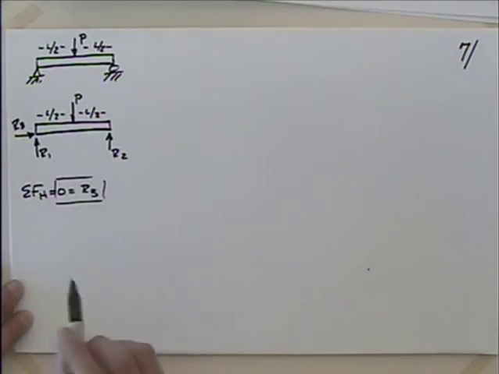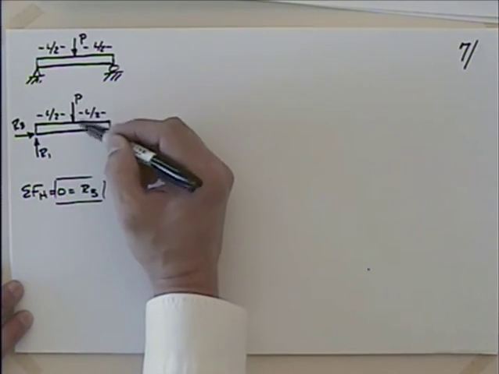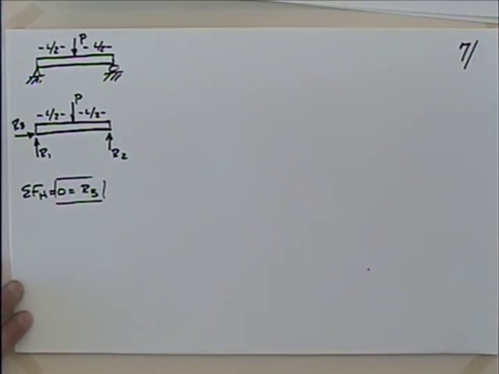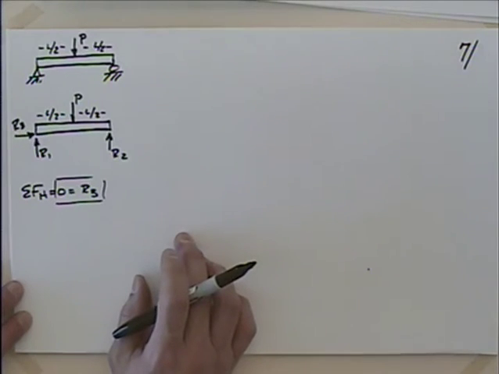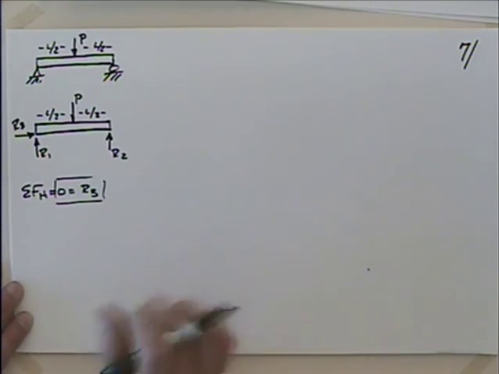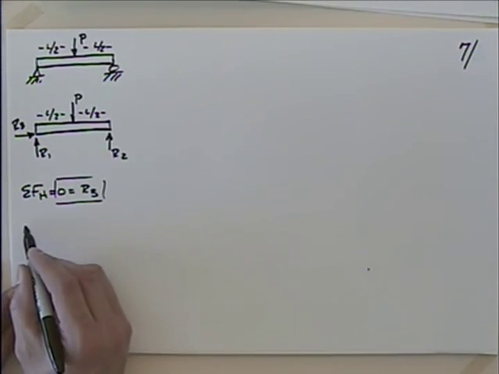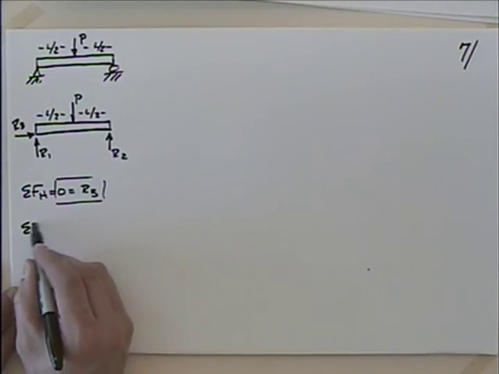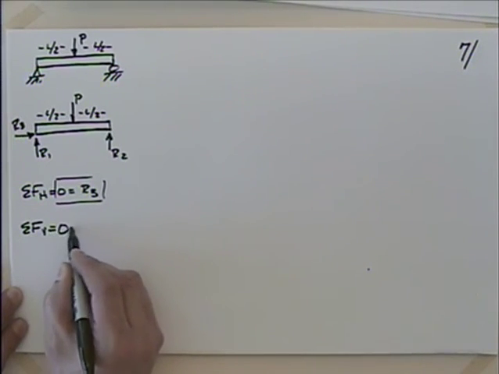Then had this P force been anything but vertical, had it been at an angle, then R3 would not have been 0. So we don't want to always get in the habit of leaving that out, but oftentimes it is 0.